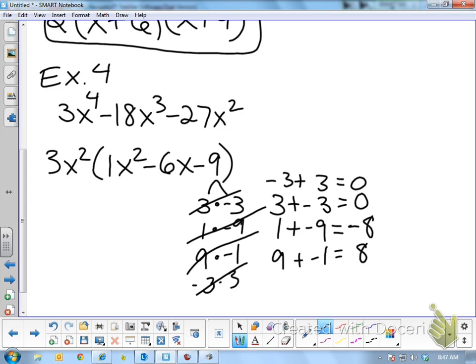So what happens if none of our factors work? Leave it alone. We can't. We leave it alone. This is our final answer.